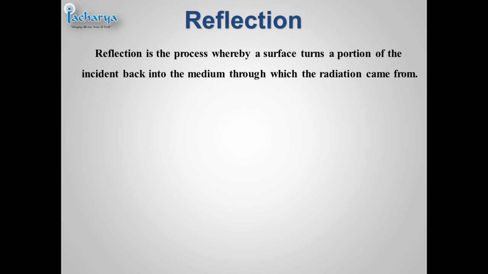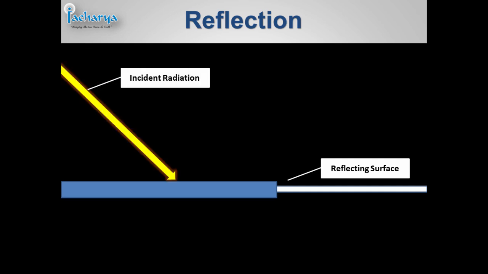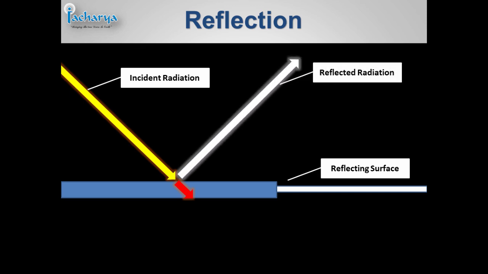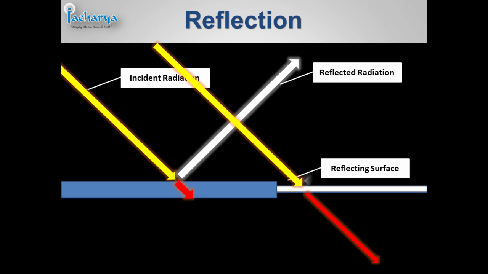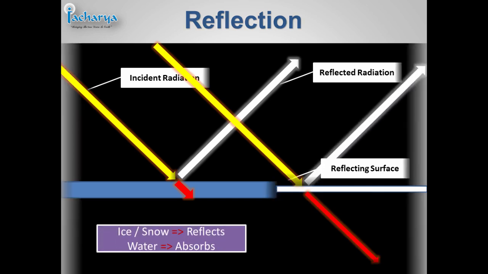Reflection. Reflection is the process whereby a surface turns a portion of the incident radiation back into the medium through which the radiation came from. Albedo is the fraction of the sun's radiation reflected from a surface. The percent of reflectivity of all wavelengths on a surface is known as its albedo.